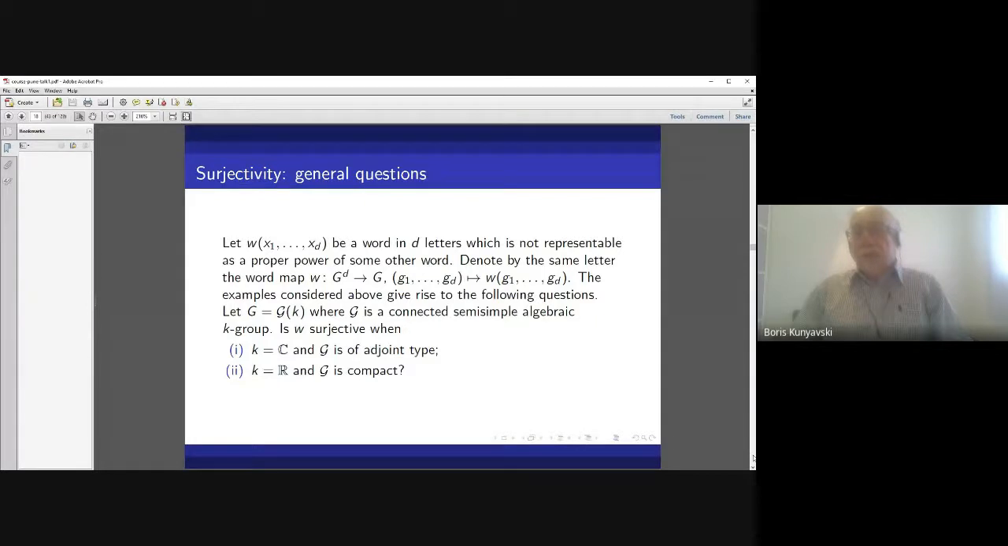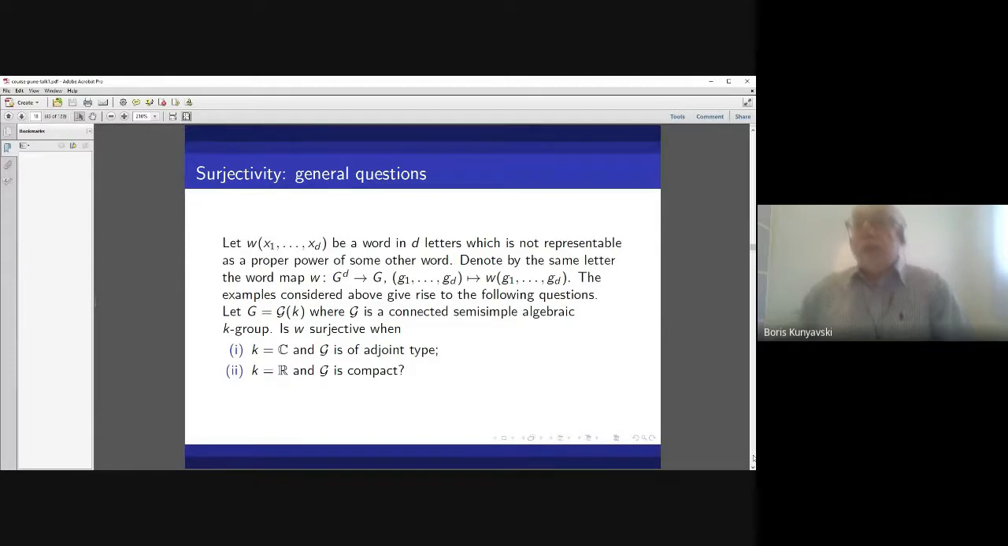It's an important thing that one shouldn't be too optimistic. It is almost never a homomorphism, except for the case of commutative groups, which is not that interesting. And it's a map. It has some good properties, some not so good properties, but it's almost never a homomorphism, but it is related in a straightforward manner to the questions we posed. Namely, we rephrase our questions about the existence of a solution to our equation for all right-hand sides as follows. We ask, is W surjective when, say, we are over C and G is of adjoint type?